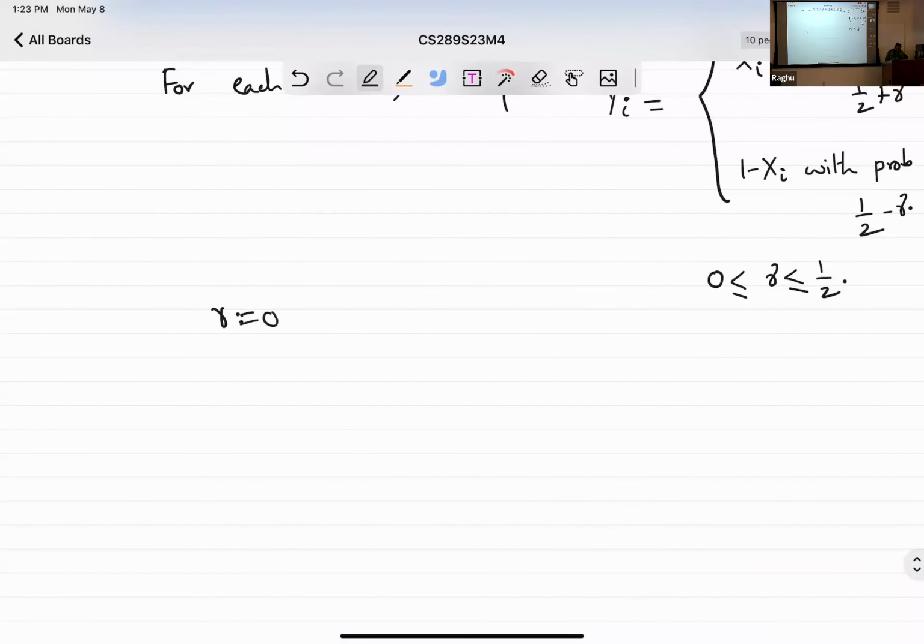So say gamma equals 0, full privacy, gamma equals half, no privacy.